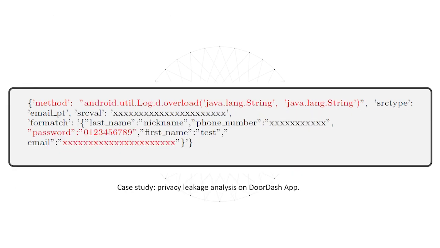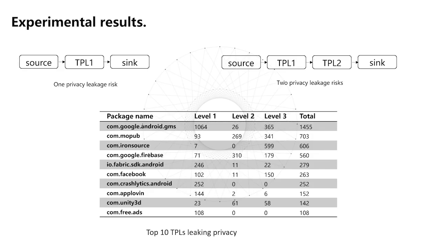Besides, we found a serious security risk in DoorDash app. It transmits the password and the email in plain text, which means that we can see users' password and email in Logcat. That's our experimental results. We define a piece of privacy leakage data that one TPL participated in as a privacy leakage risk. For example, if a privacy leakage behavior involves two different TPLs, we will judge it as two privacy leakage risks.